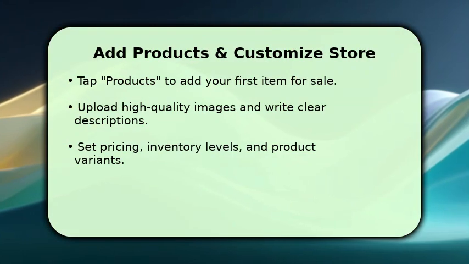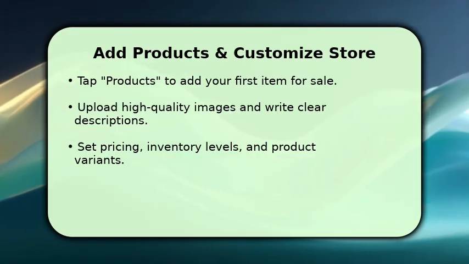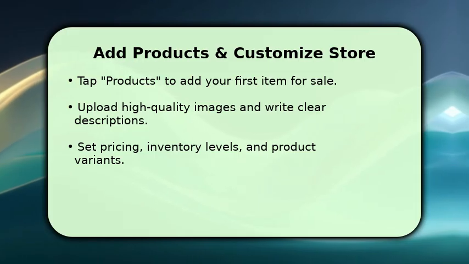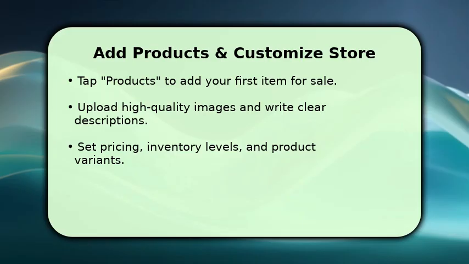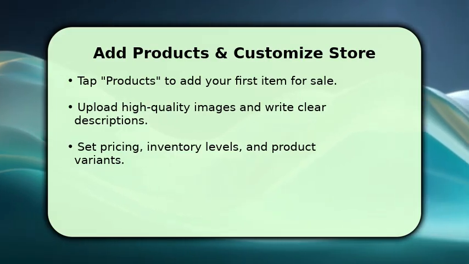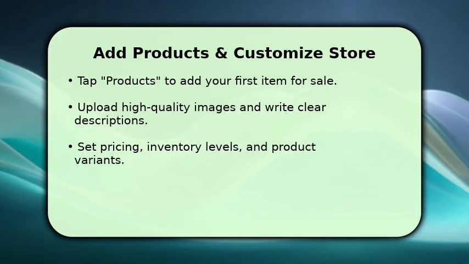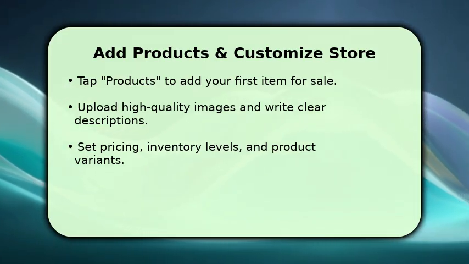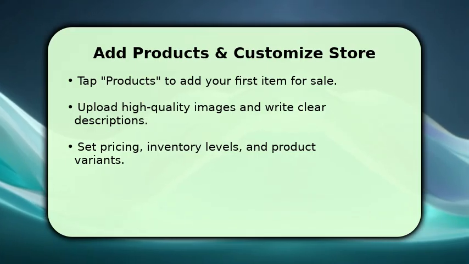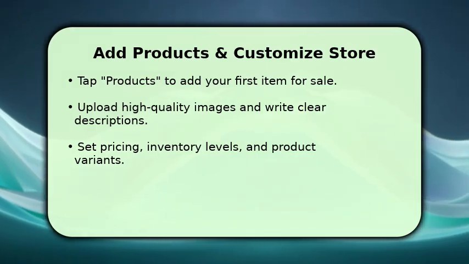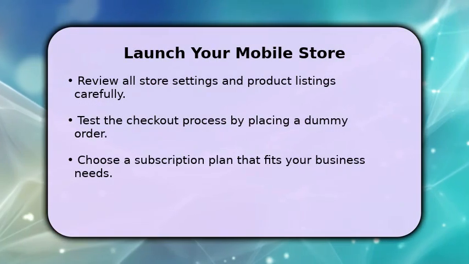With your store details in place, it's time to add your amazing products. Tap on the Products tab and select Add Product. You'll want to upload several high-quality images for each item and write compelling, clear descriptions that highlight their features. Remember to set your pricing, track inventory levels, and add any product variants like different sizes or colors. After that, explore the online store section to customize your store's theme, colors, and fonts, making it truly reflect your brand's unique style. You're almost ready to launch your mobile store.